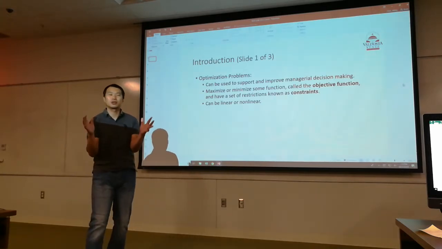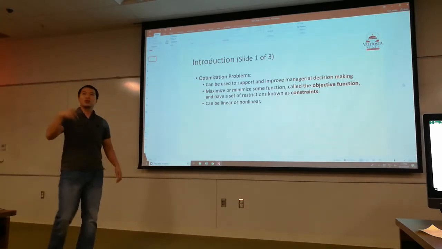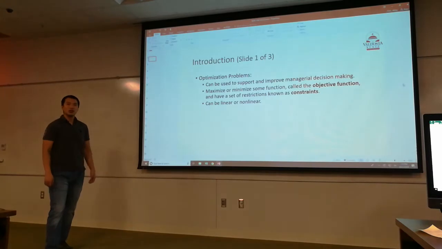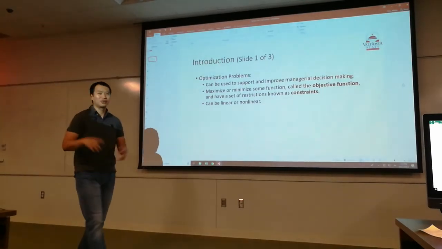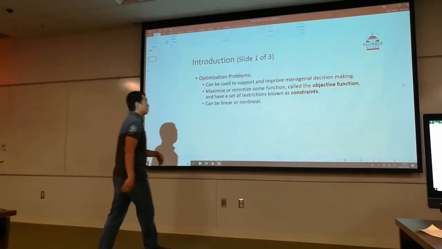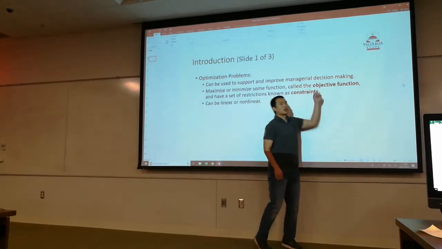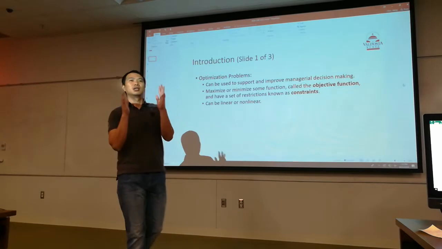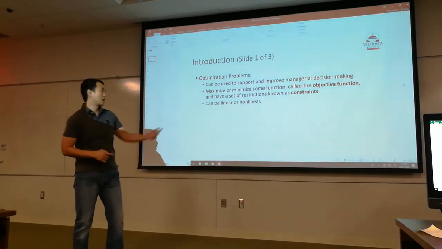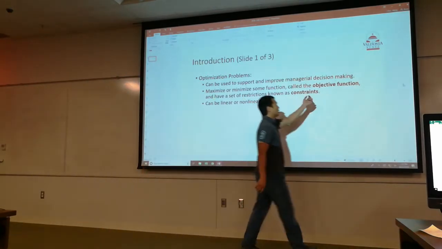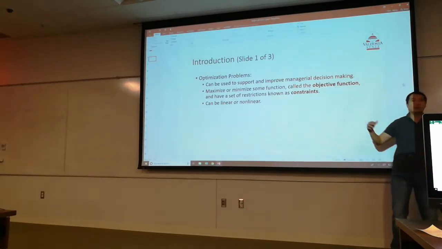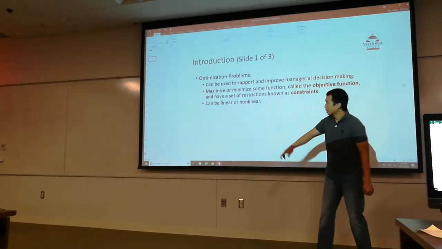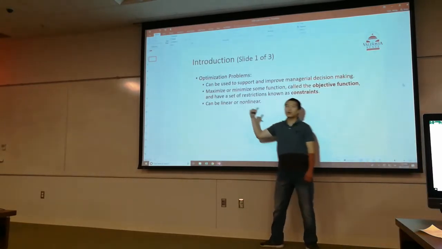Those are constraints. So when you do the scheduling, when you do the staffing decision, you have to consider the constraints. Everyone wants to maximize the profit, but everyone has a limited number of resources. So that's a constraint, and also we have the objective function. And based on the format of the model, the model can be linear or it can be nonlinear.